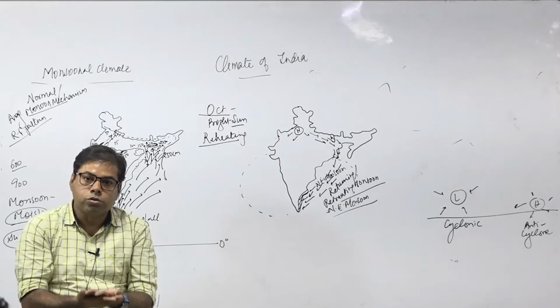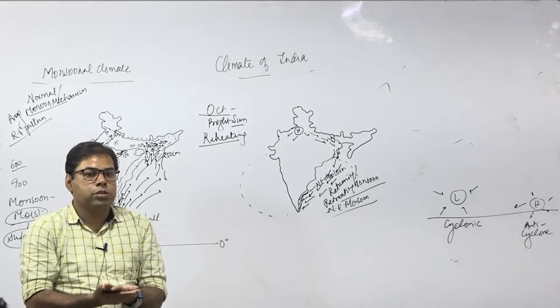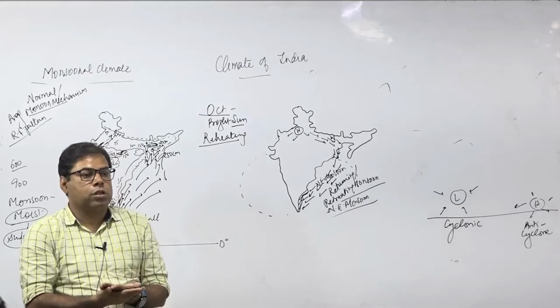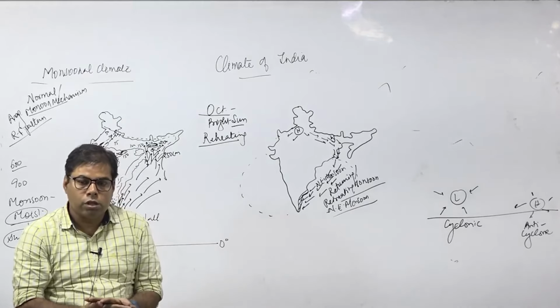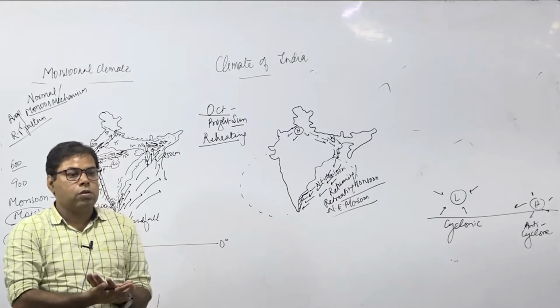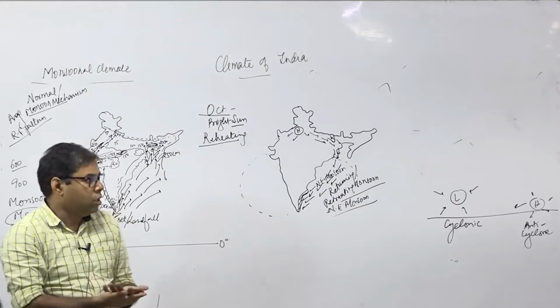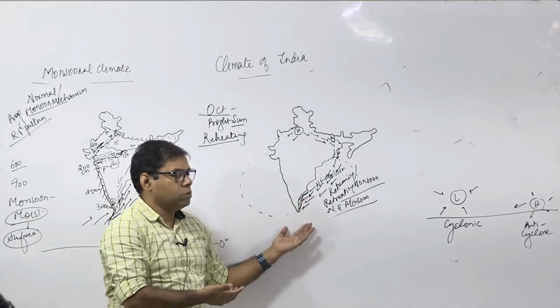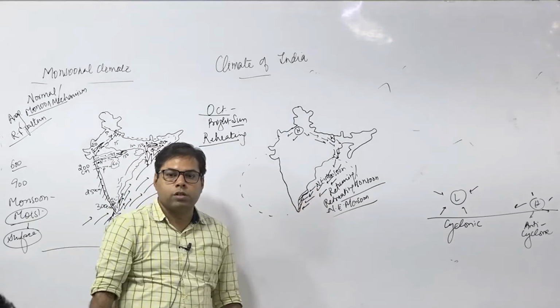Clear? So monsoon means what? Monsoon winds mean they have moisture. If they do not have moisture, then they will be an ordinary wind which blows anywhere over the world. Right? So this is the monsoon, the northeast monsoon wind.